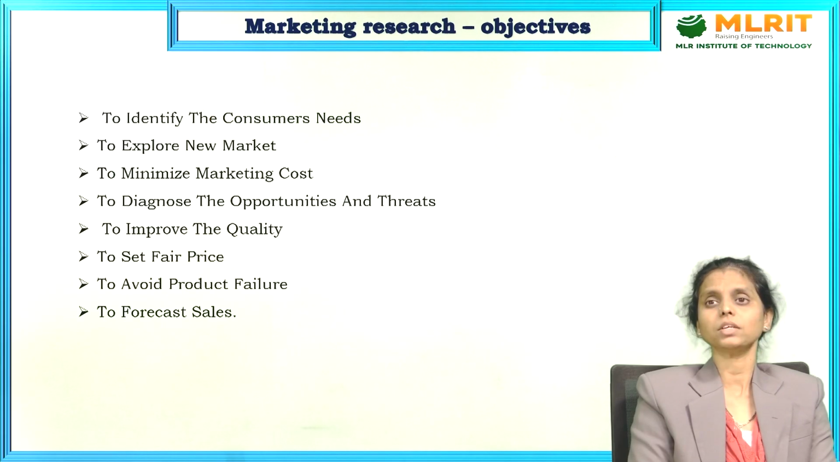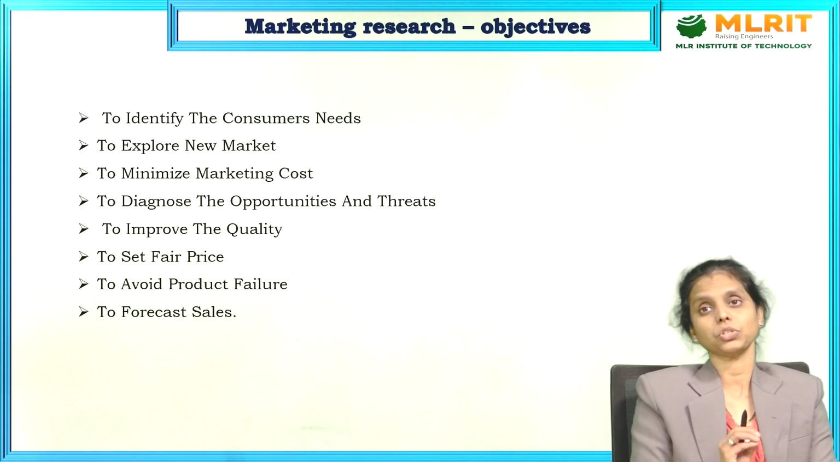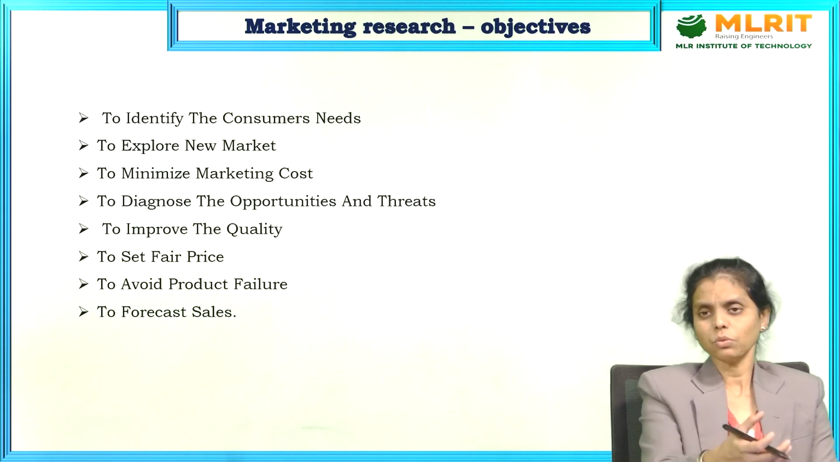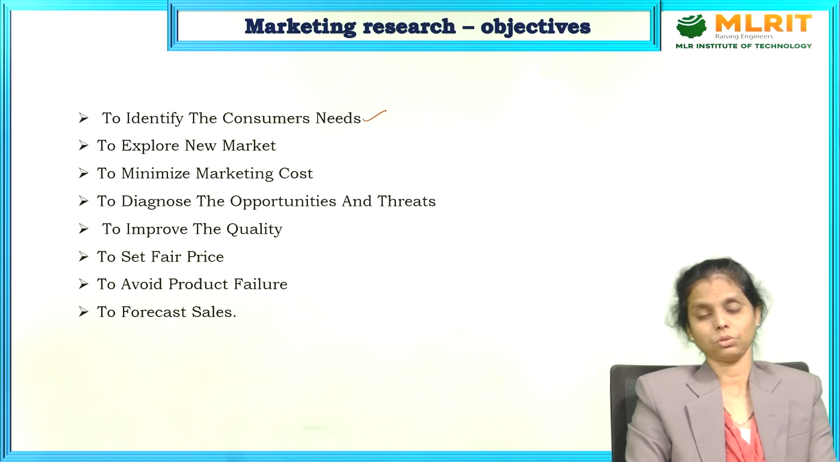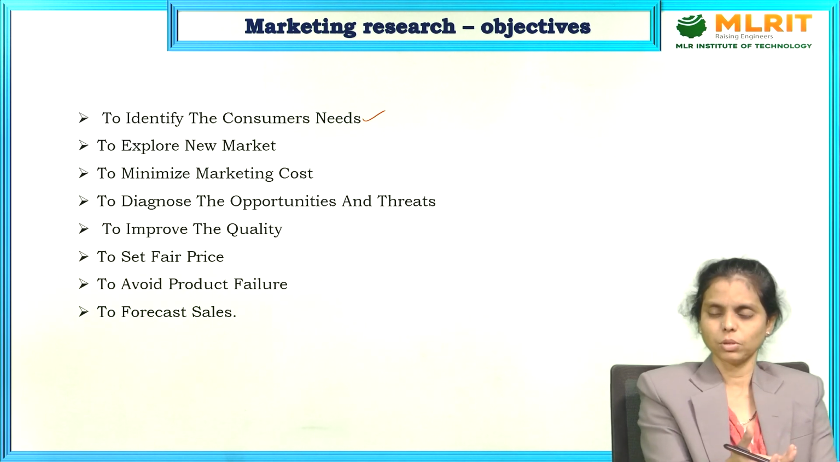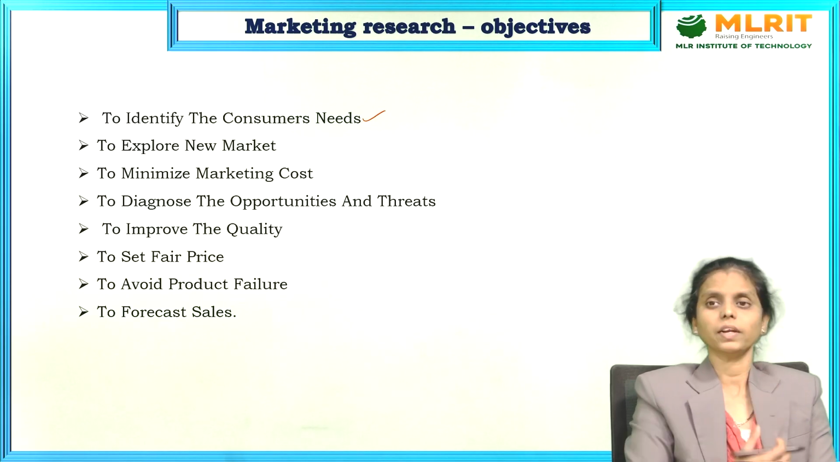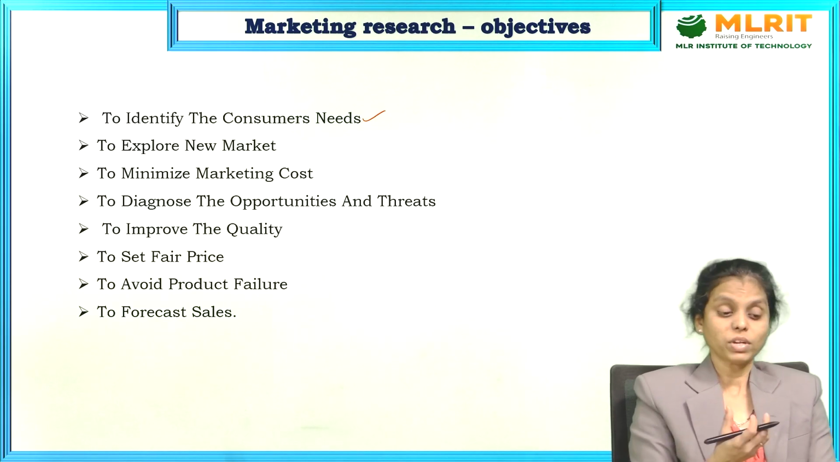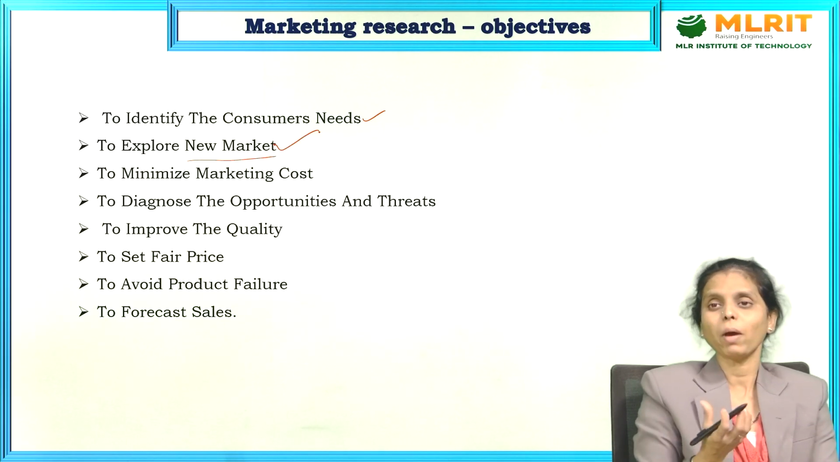Now, what are the basic objectives? Why or when can marketing research be conducted? As we said, the basic element is to identify the needs of the customers. Our company wants to introduce a new product to the customer. Which type of product do we want to introduce? For that, let us conduct research to find out the needs and requirements of the customers. Next, explore the new market. Now, we want to expand our business.